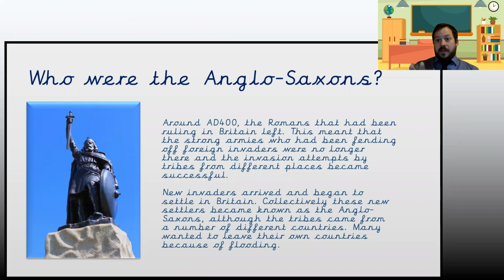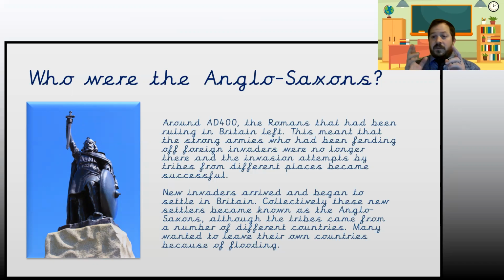So around AD 400, the same time as the Romans were leaving, this meant that all the strong armies who had been in England, the Roman armies, defending off invaders from other lands, were no longer there. And invasion attempts by tribes from different places became successful, and they would raid and take the stuff that they wanted.